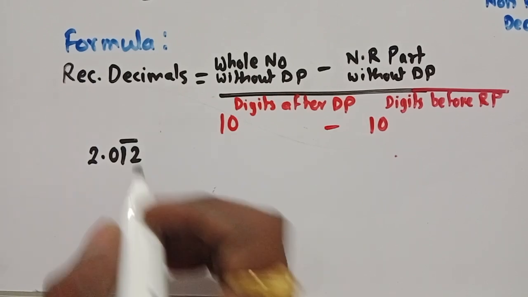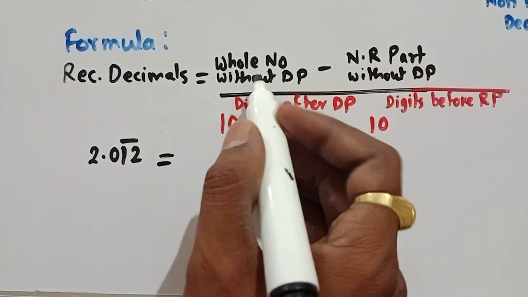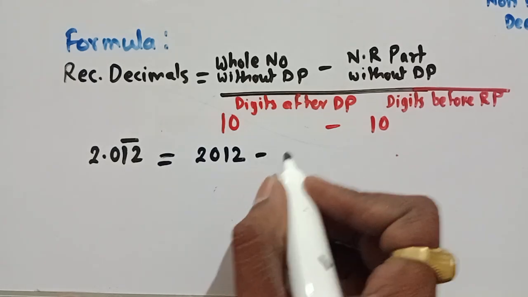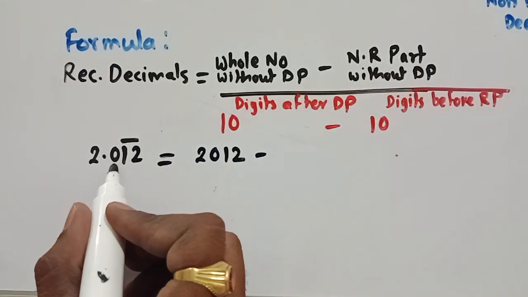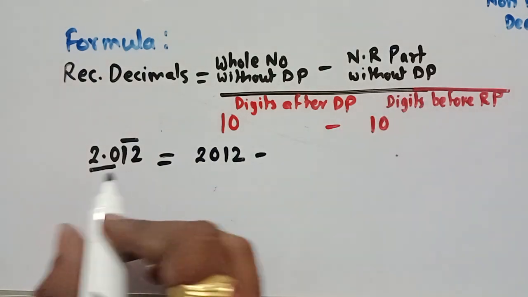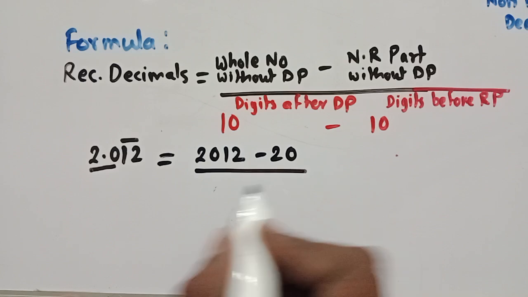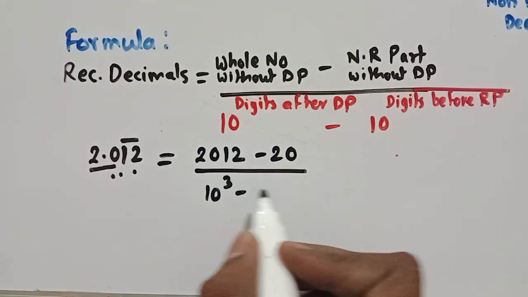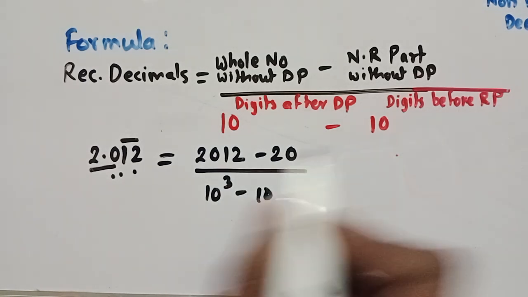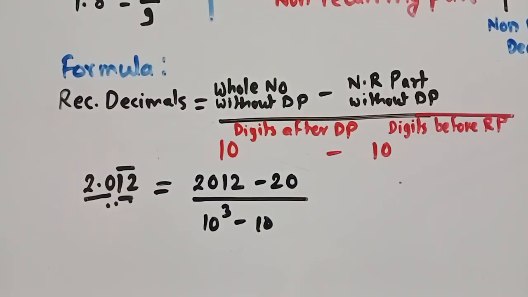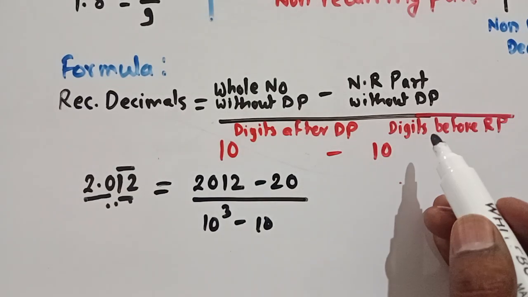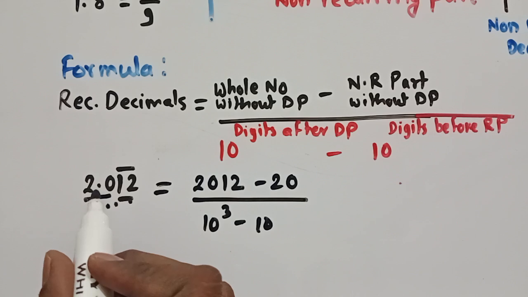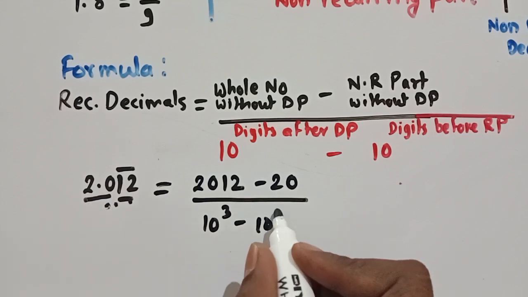Let us try one more example. 2.012 bar. Whole number without decimal point is 2012, minus the non-recurring part without decimal point, so it is 20, upon 10 to the power number of digits after decimal point, 1, 2, 3, minus 10 to the power number of digits before the recurring part. Here, before the recurring part but after decimal point, there is only one digit.